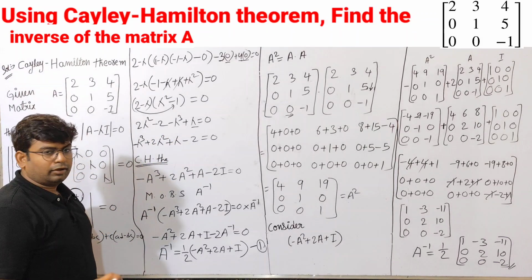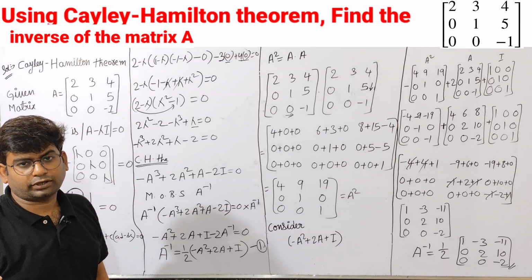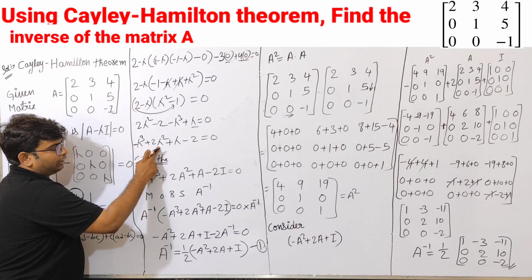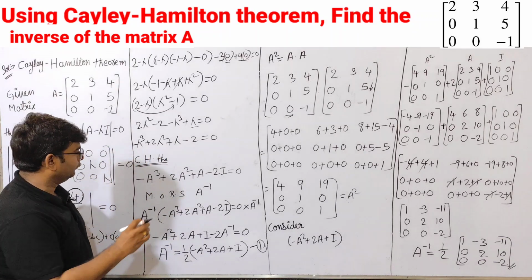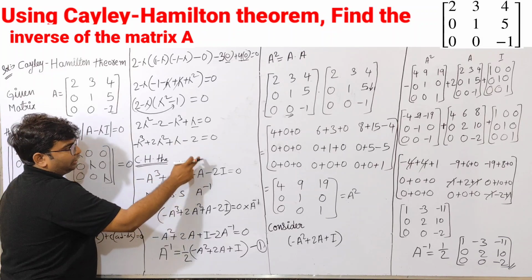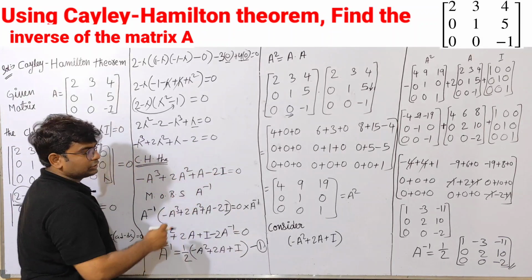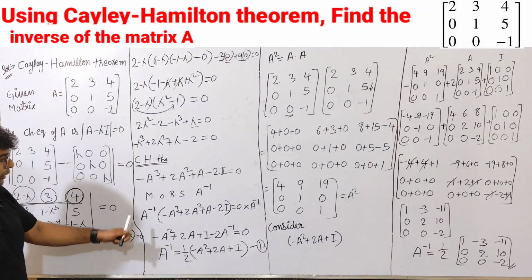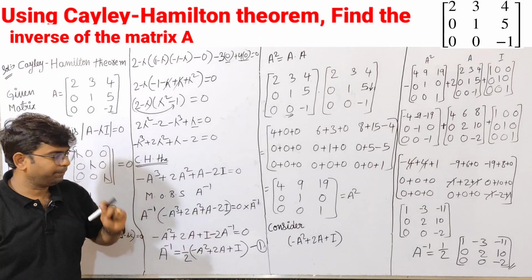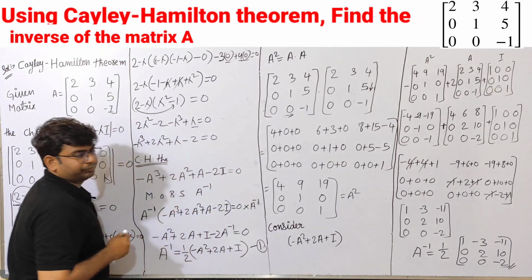After this, according to the Cayley-Hamilton theorem, A should satisfy this equation. So in the place of lambda, I am taking A. In the place of lambda, I am taking A. Here there is no A, that's why I am taking I, equals to 0. Now this became the equation according to the Cayley-Hamilton theorem.